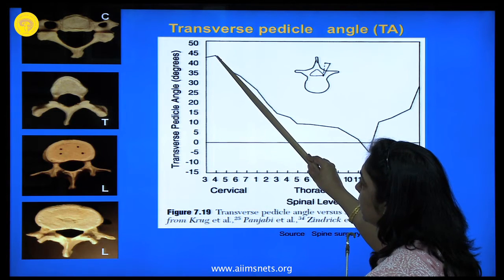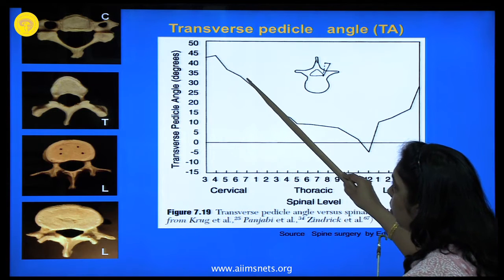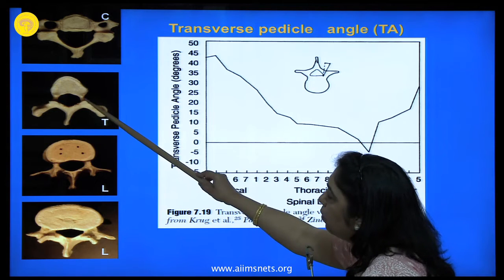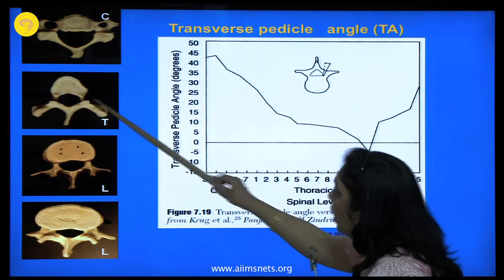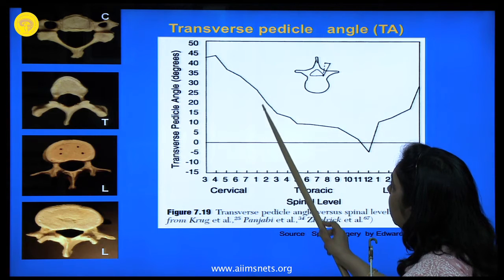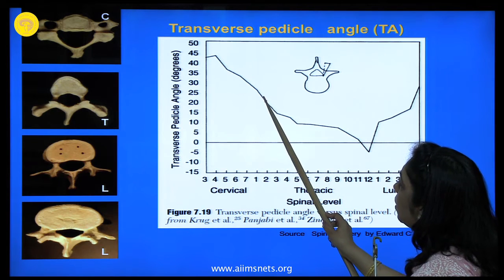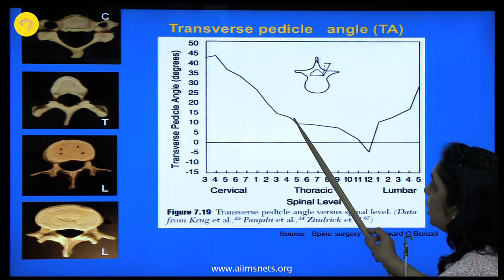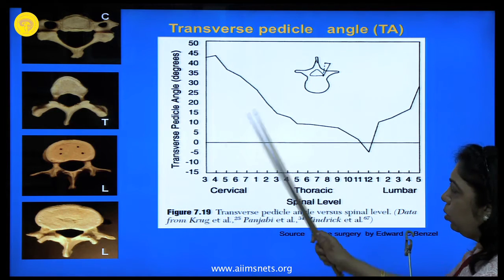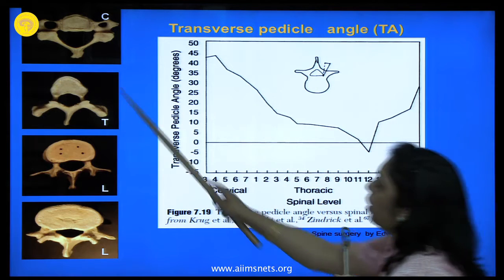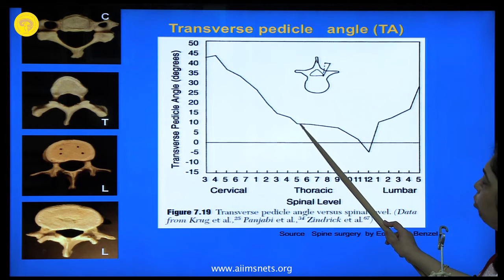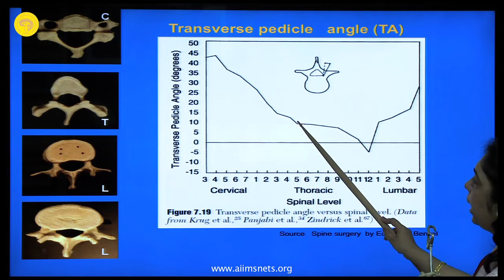A bit of increase in the C4, but then there is a slow decline, and even in the region of T1, we can see that the convergence is decreasing now. And here we can see the angles are just around 25 degrees in the thoracic vertebra. When we go down to the T4 region, this angulation is decreasing and they are coming more or less in line. In the region of T4, the transverse pedicle angle is around 10 to 12 degrees.